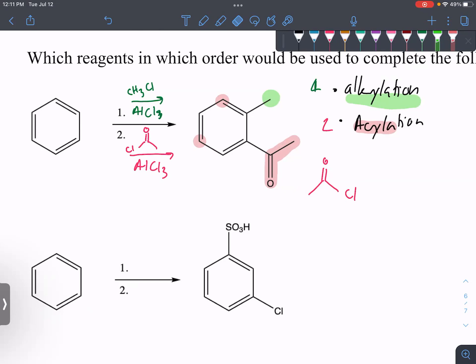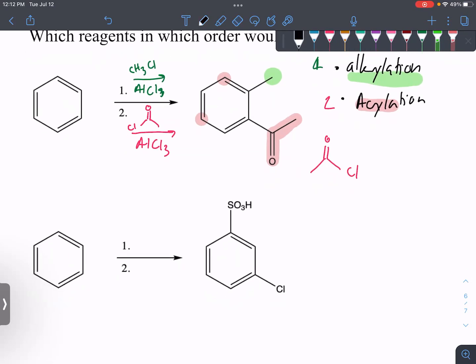Okay, so what about reaction sequence number 2? What reactions did we even do here? Sulfonation and what else? Sulfonation and halogenation. So in what order? How do you know? Okay, so we knew it's sulfonation because the chlorine got added on meta.